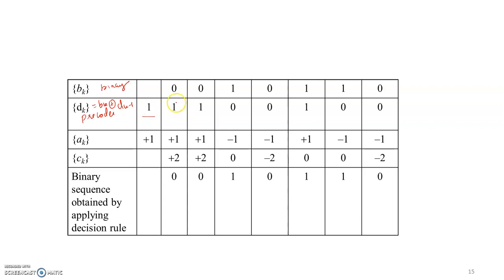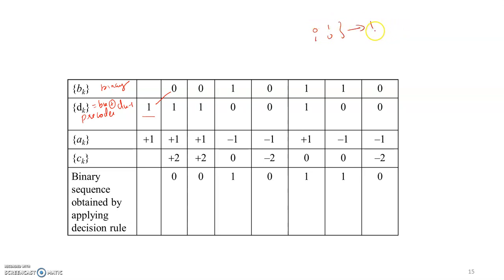How do we find DK? DK is BK exclusive OR DK minus 1. So 1 exclusive OR 0 gives you the value 1. What is the condition for the exclusive OR operation? Only for 0 1 or 1 0 will you get the output as 1.